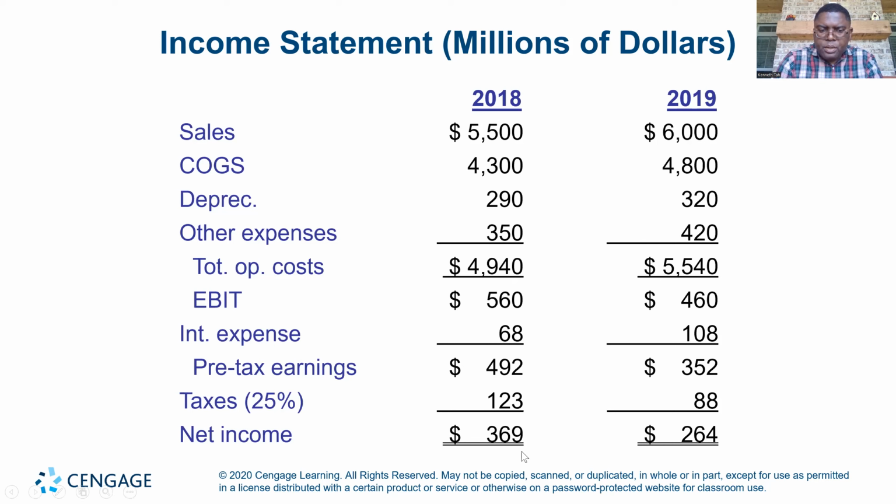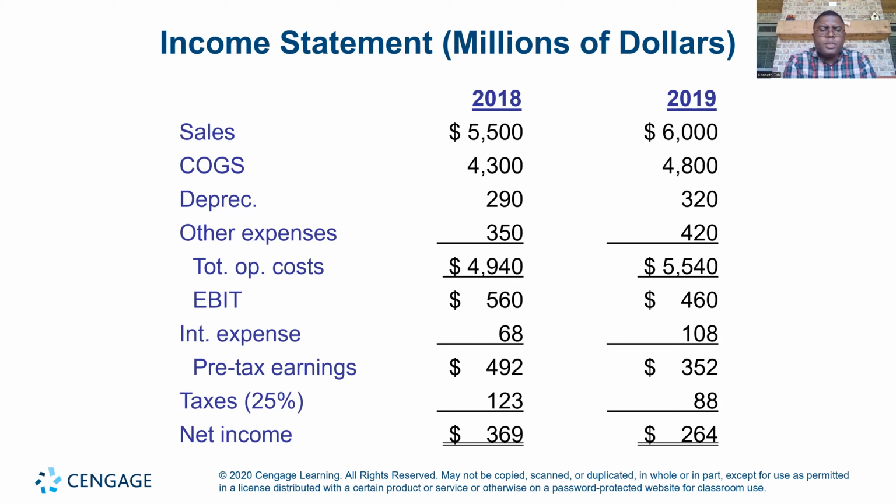And we come down to the net income. What we find is that the net income falls. 2018 net income was at 369 million. It falls to 264 million. That is a fall by 105 million. So that is what is going on in this company.